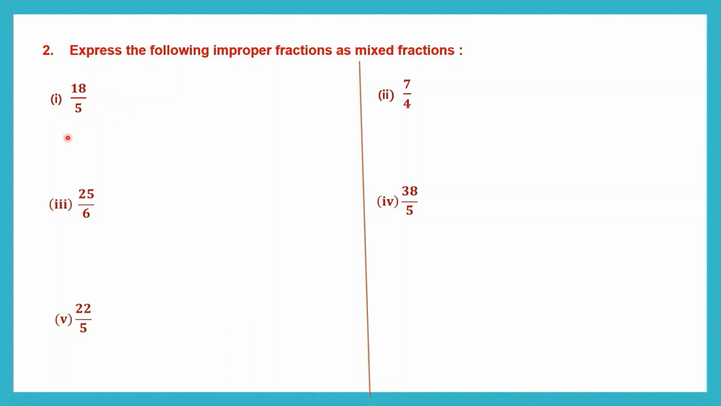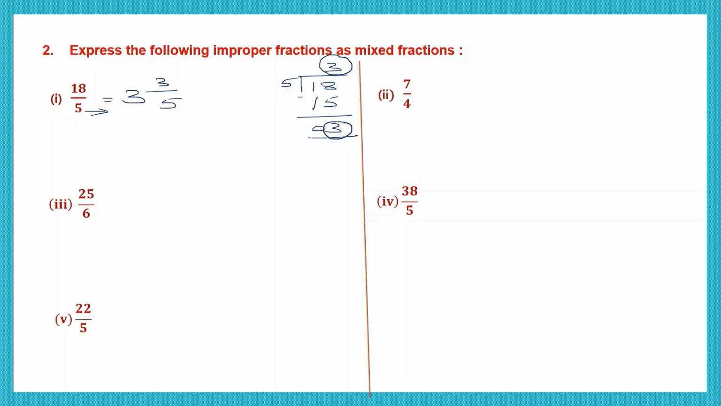We divide 18 by 5. So let's divide the numerator by the denominator. 18 divided by 5. 5 threes are 15, minus, 8 minus 5 is 3. So now our quotient, that is 3 here, is going to become the natural number. A remainder, that is 3, is going to become the numerator and our denominator is the same. So that is 5, 3 by 5.